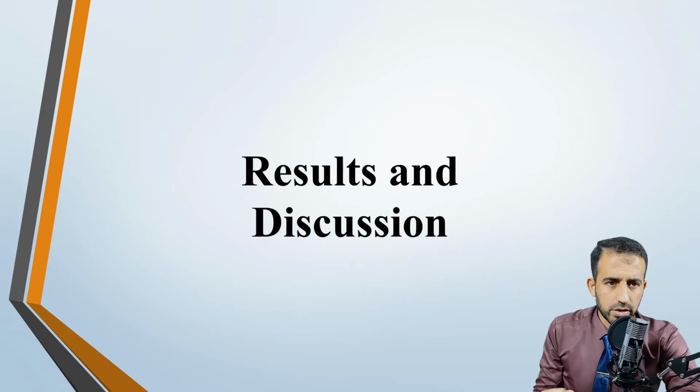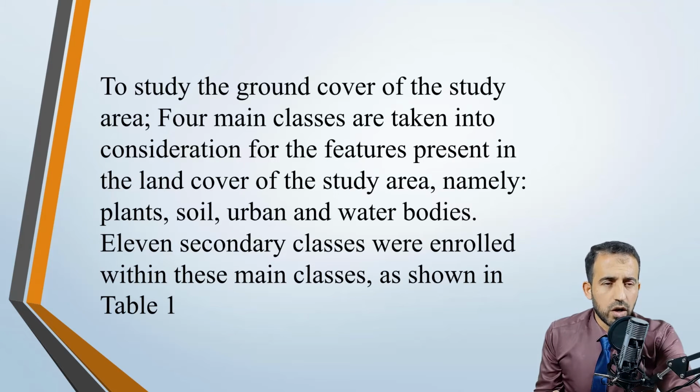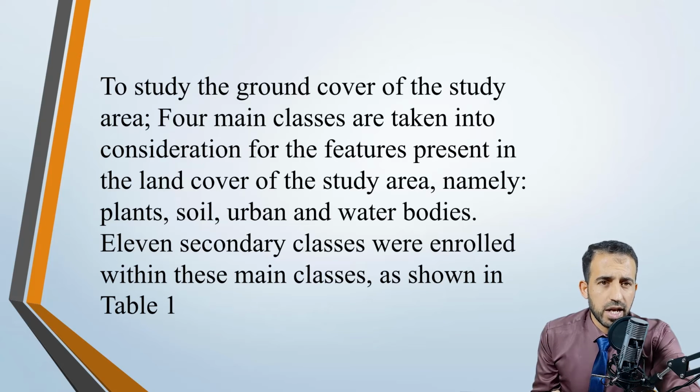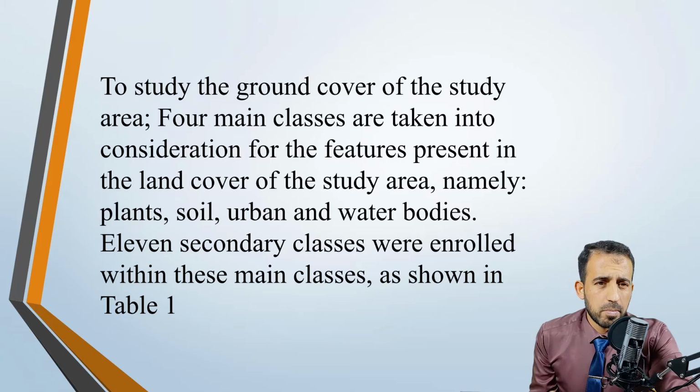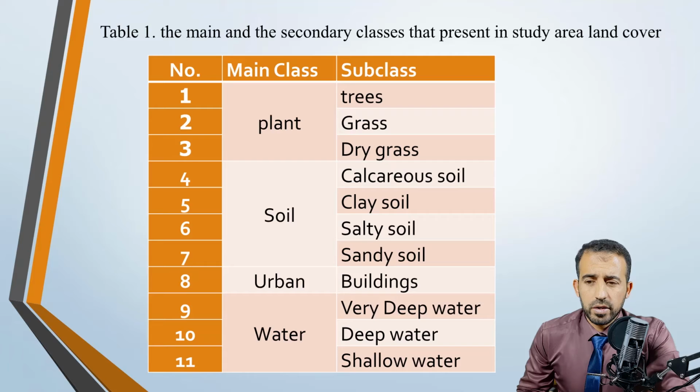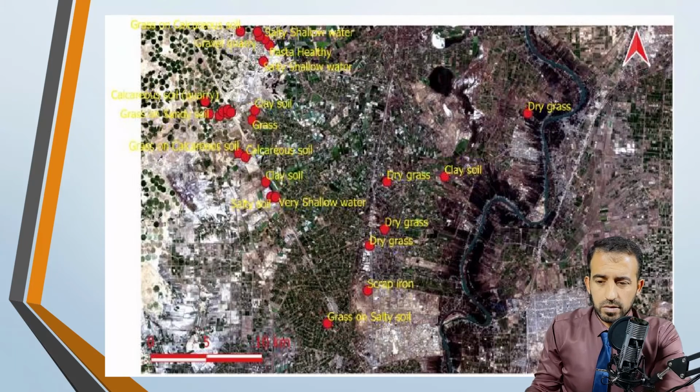Result and discussion. To study the ground cover of the study area, four main classes are taken into consideration for the features present in the land cover of the study area, namely plants, soil, urban, and water bodies. 11 secondary classes were enrolled within these main classes, as shown in Table 1. This Table 1 shows the main and secondary classes present in the study area land cover. These are field visit sites.